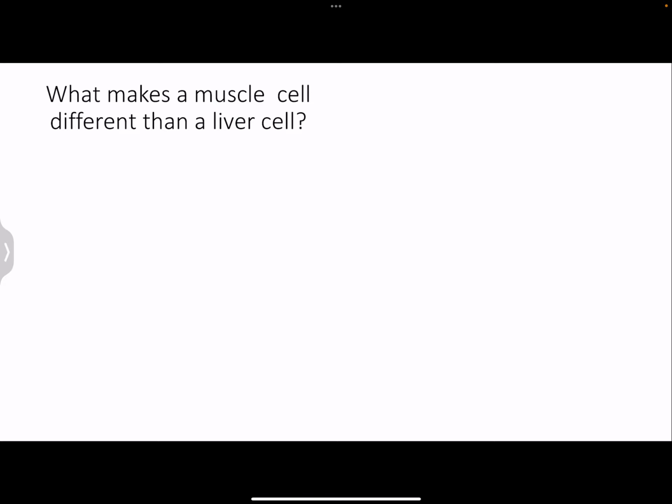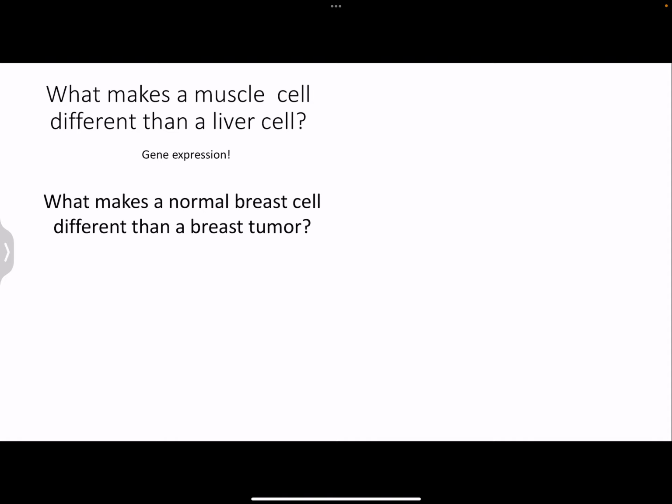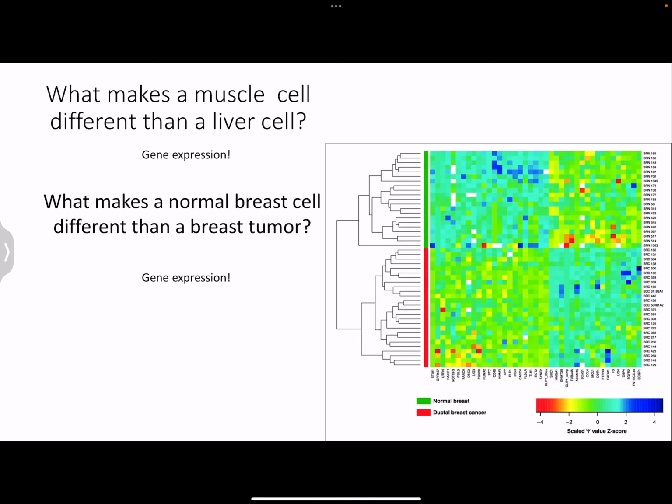Why is a muscle cell different than a liver cell? They have the same 3 billion nucleotide code, or 6 billion if you think of the diploid. They have the same 25,000 genes. What's different? It's just the expression of the genes. Which ones are on, which ones are off. What about a normal breast cell versus a breast tumor? Gene expression. What about a young breast cell versus a 70-year-old's breast versus a 30-year-old's breast? It's just gene expression, right?